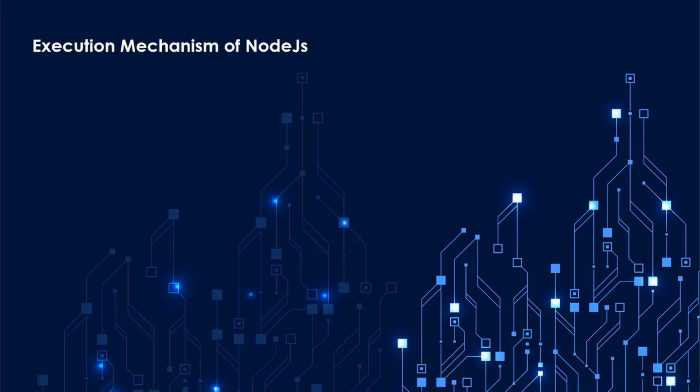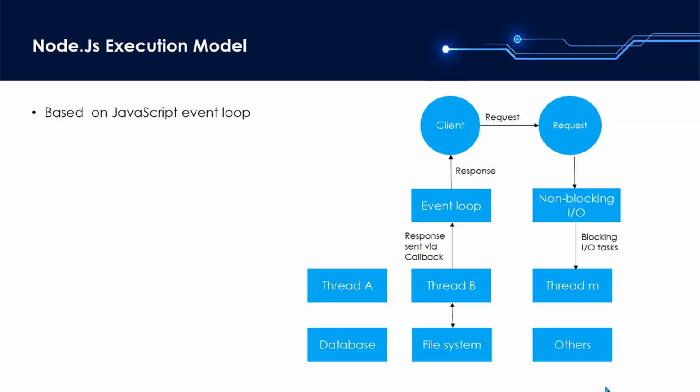In this video, we will discuss and explore the execution model or mechanism which is implemented in Node.js. The execution model of Node.js is typically based on the JavaScript event loop, where it creates a continuous loop and executes them one after the other.